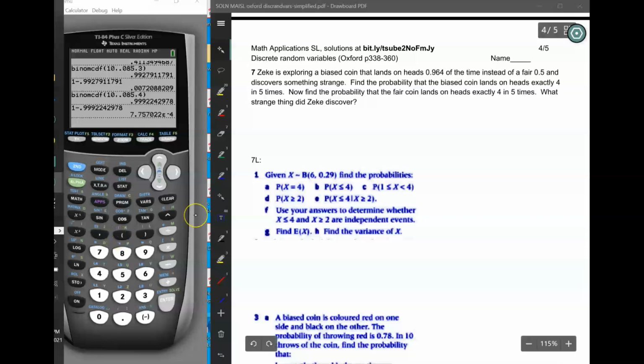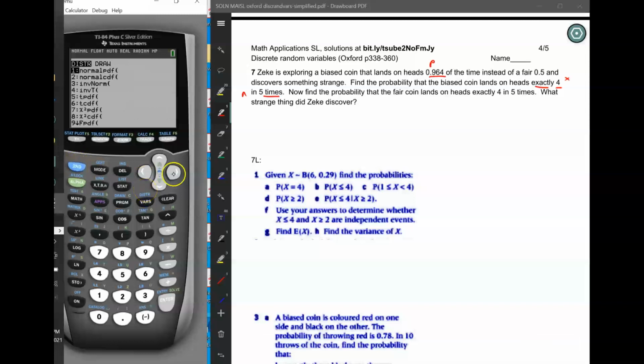So to do that, we find that the n is 5, right? And 4 is our x value, and since it says exactly, it's going to be PDF. And we are doing the biased coin, so that would be the p-value of 0.964. So let's put that in the calculator. So it would be binomial PDF, because we want to have exactly 4 times.